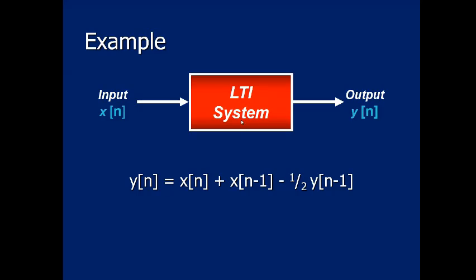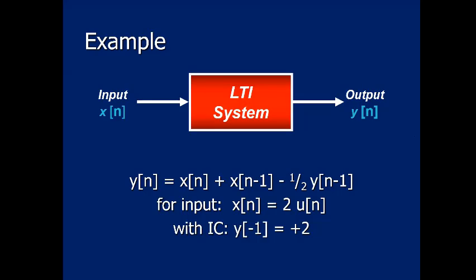We have a linear time invariant system that has this difference equation. y of n equals x of n plus x of n minus 1 minus 1/2 y of n minus 1. And I want to know, if that's my system, what's it going to do if I apply an input that's like a big unit step? So x of n equals 2 times u of n. So it's 0 until n equals 0, and then it steps up to a height of 2 and stays there forever.